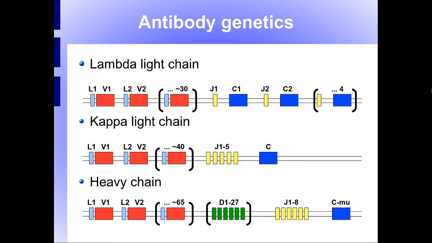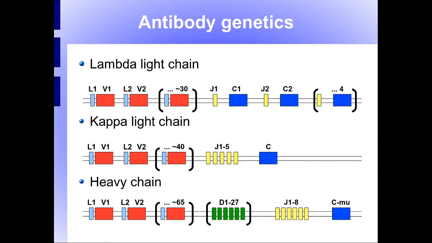The way that this is done is that instead of having a gene that encodes each different antibody, the gene is broken into segments which are then linked together at the DNA level. There are three different loci in the genome that encode antibody chains. First of all, we have two different loci for light chains: the locus that encodes lambda light chains and the locus that encodes kappa light chains. Functionally, there doesn't seem to be any difference between lambda and kappa. This is simply a way of generating more diversity.